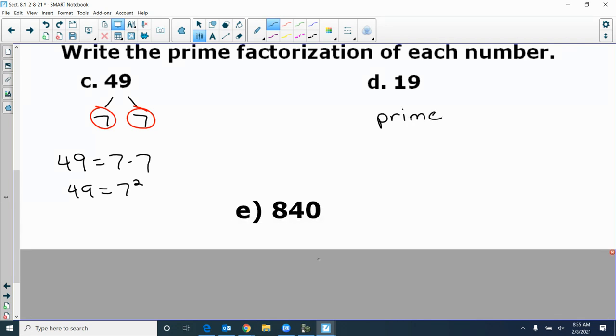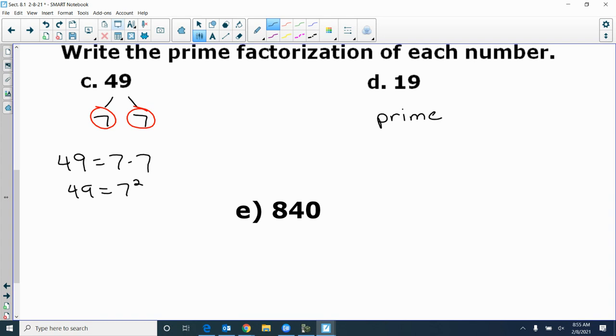It is a prime number. Now you can get some big numbers, so you have to make sure you have multiple branches on your tree. Now we're going to do it two ways. We'll just see it out there.